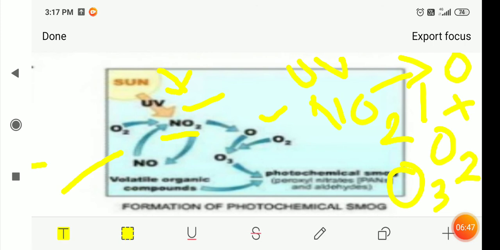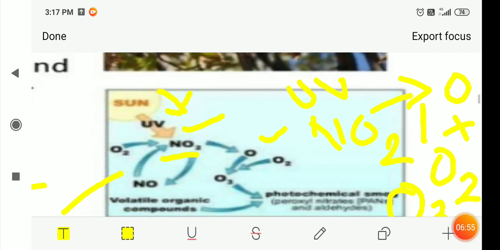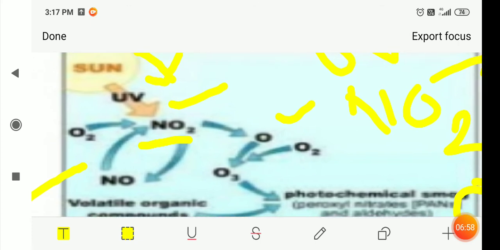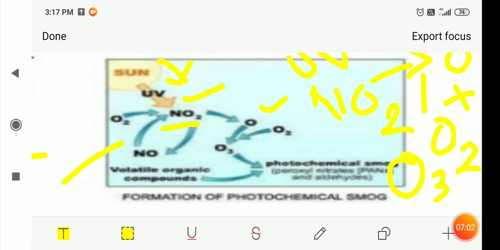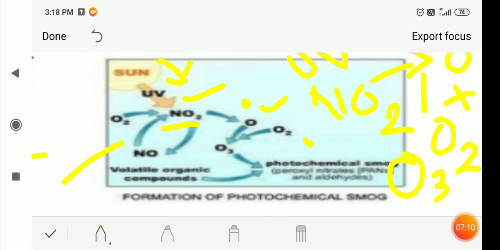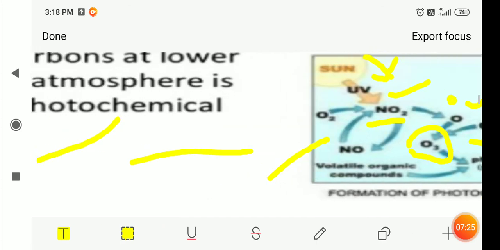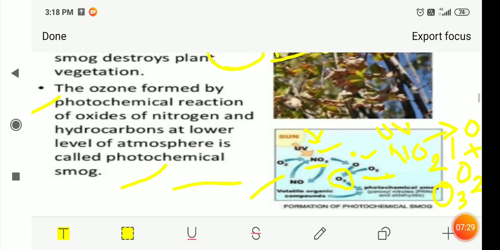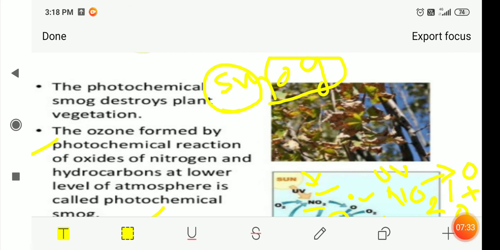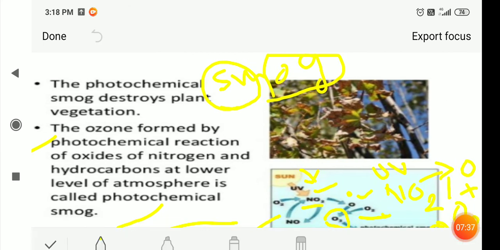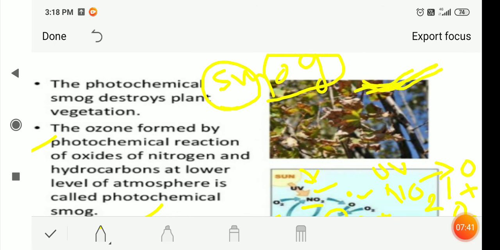So what happened? When the factories release smoke containing nitrogen oxide, and the ultraviolet rays come onto the nitrogen oxide, the nitrogen oxide releases free oxygen. We can see this free oxygen here. When this free oxygen reacts with the oxygen of the environment, it turns into O3. And this ozone gas works as smog. This smog is very harmful for the growth of plants. It is destroying the leaves, as we can see in this picture. The leaves are in this condition because of the smog.